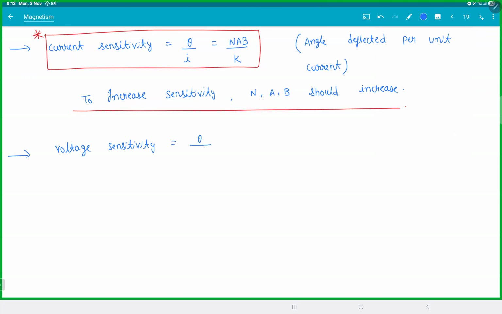This is your theta by voltage. So this is the voltage across the galvanometer. So voltage will be current into R. This is also the resistance of the galvanometer, which is NAB by KR. So this is the resistance of the coil. Which coil? This coil which I'm using here, which I'm winding up.